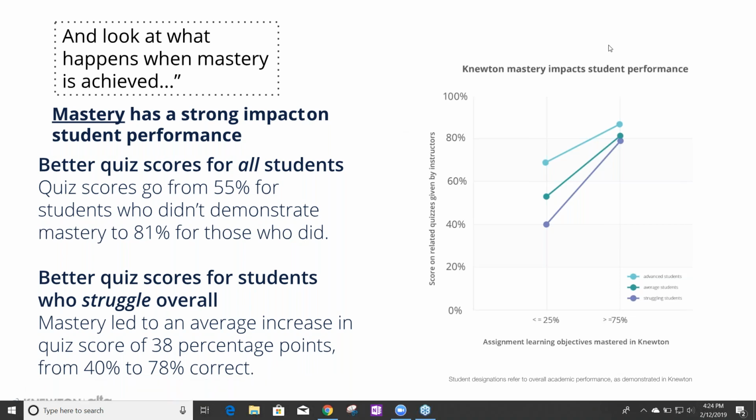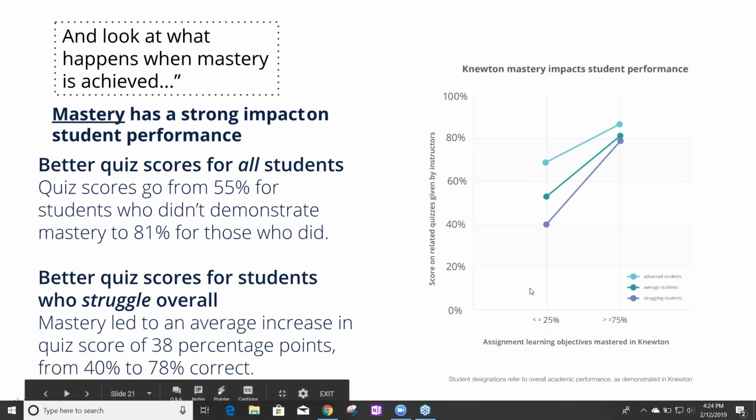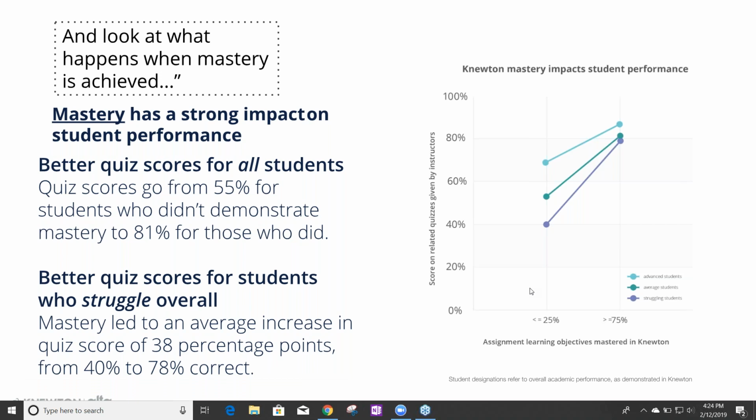Yeah, it's nice. Okay, so this slide is actually one of my favorites just because I like visuals. So this little graph here on the horizontal axis, we have the assignment learning objectives mastered at Knewton. The left-hand dots are students mastering at less than or equal to 25%. If we have students mastering at less than or equal to 25%, our struggling students, the purple dot, will generally score about a 40% on the related quiz, which makes sense. If they're not mastering, they don't understand the material, they're not going to perform well on the quiz. Advanced students, on the other hand, may score roughly a 70 on the quiz without mastering.